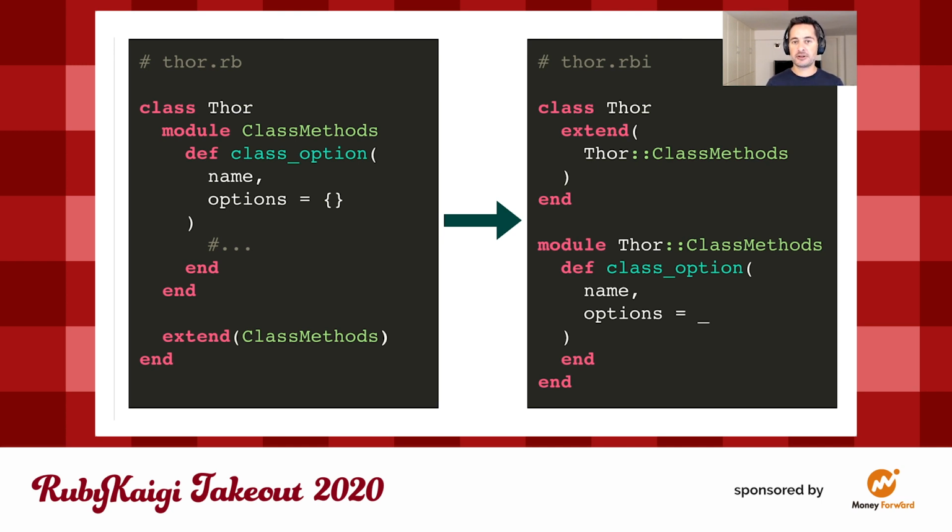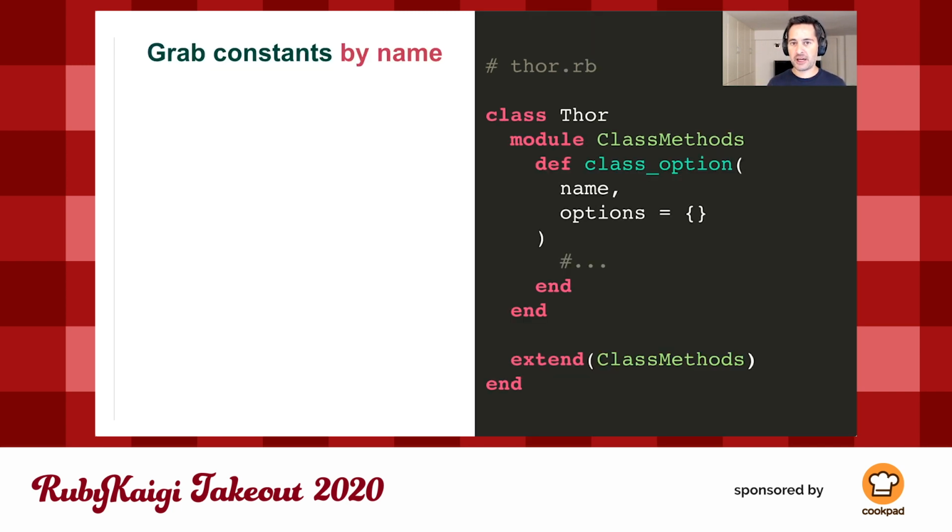In order to do that, we need to somehow understand the shape of what's being declared in this Ruby file, store.rb, and to grab the parts of it: the name of the top level class, the name of the module that's defined inside it, all the methods that are defined there, and all the extends and the includes, and then to generate the RBI file. Okay, let's get started. First of all, we need a way to grab constant references given their name.